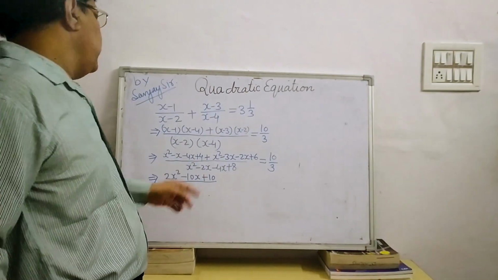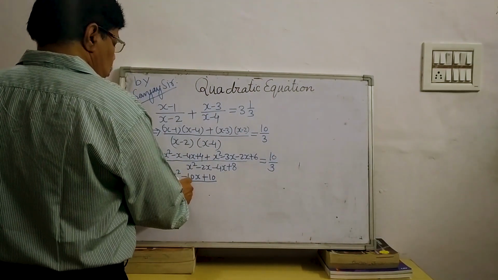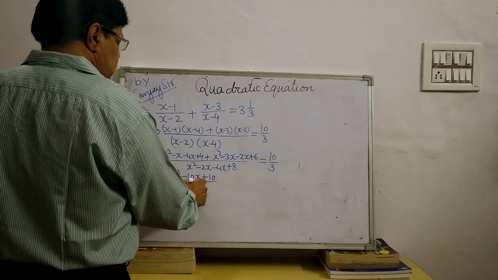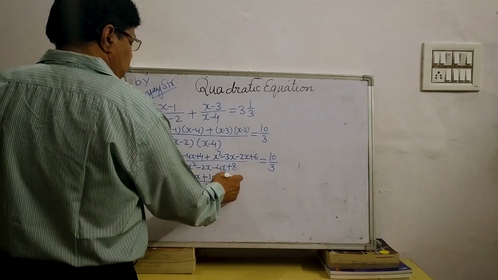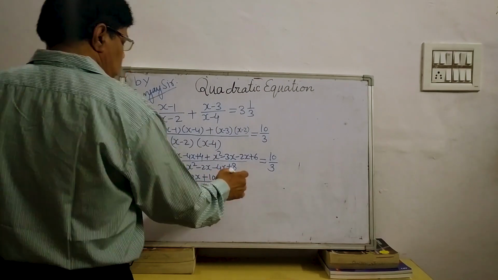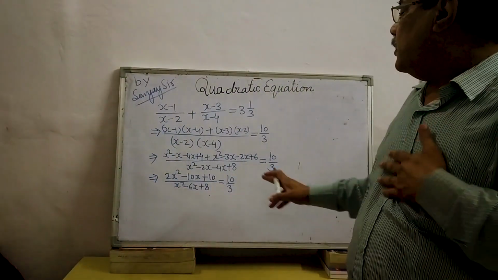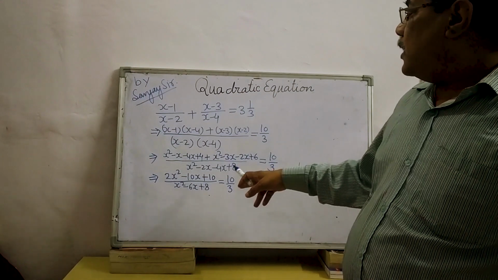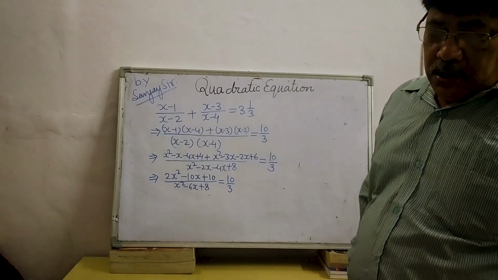2x square minus 10x plus 10. Clear? Now simplify below in your denominator. So x square minus 2x minus 4x will become minus 6x, plus 8, equal to 10 upon 3. Now you cannot solve it further, so write this. So what is the value? 2x square minus 10x plus 10 upon x square minus 6x plus 8 equals 10 upon 3.